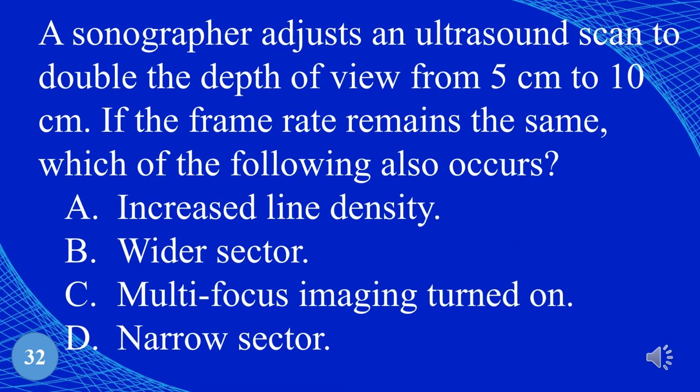A sonographer adjusts an ultrasound scan to double the depth of view from 5 cm to 10 cm. If the frame rate remains the same, which of the following also occurs? A. Increased line density. B. Wider sector. C. Multi-focus imaging turned on. D. Narrow sector. The answer is D. Narrow sector. This is the only choice that acts to make each image in less time. Since the imaging depth is increased, something else must have happened to counteract the increased time to create each image. Generally, creating an image with a narrower sector takes less time.